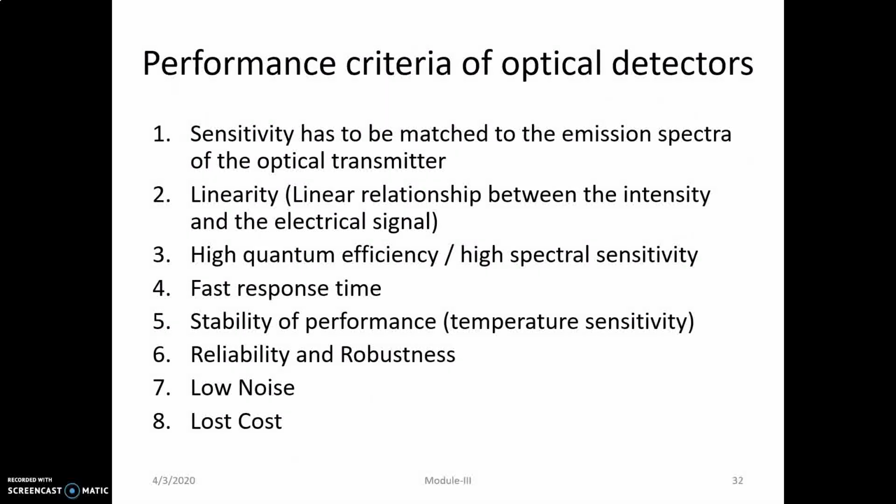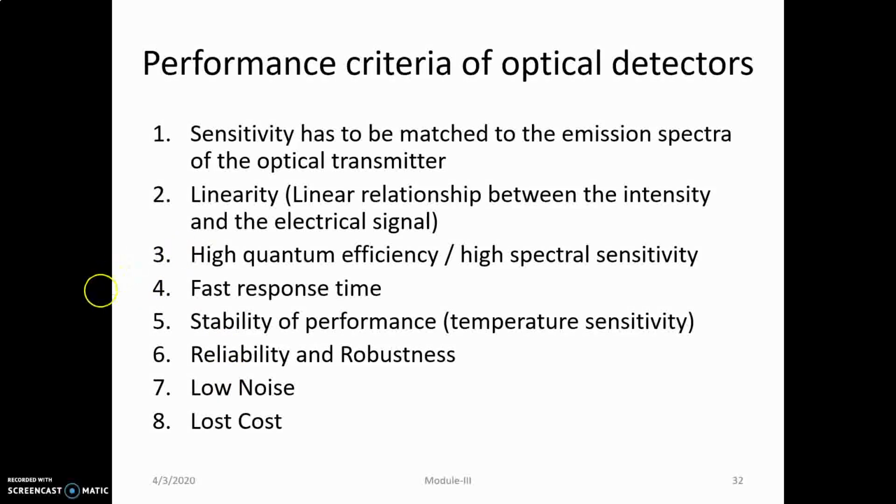There are some performance criteria for optical photodetectors. The first point is sensitivity, which has to be matched to the emission spectra of the optical transmitter. So the sensitivity of a photodetector is matched with respect to the emission of the optical transmitter. The optical detector and the optical transmitter have to match each other with respect to sensitivity. Another performance point is linearity, which is defined as a linear relationship between the intensity and the electrical signals.